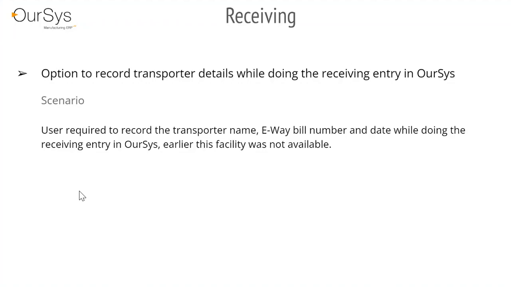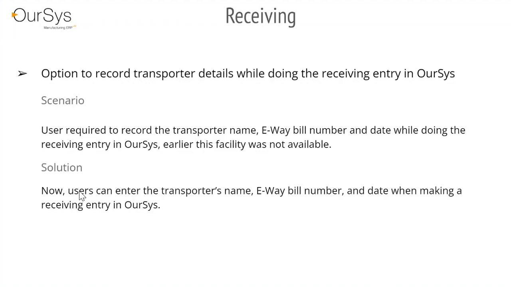to tackle that, in the latest version of OurSys, a new feature has been added to the receiving entry process. Now it is available at the material receiving from supplier as well as from the customer. So user can record important details such as transporter's name, e-bill number, e-bill date while generating goods receipt note.